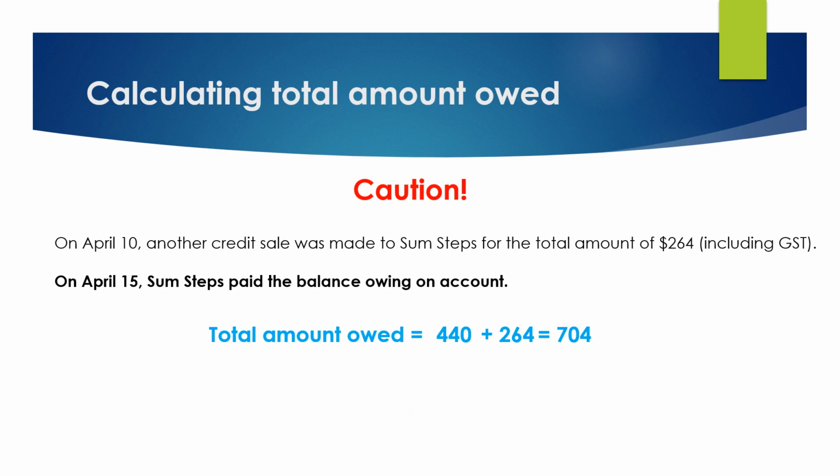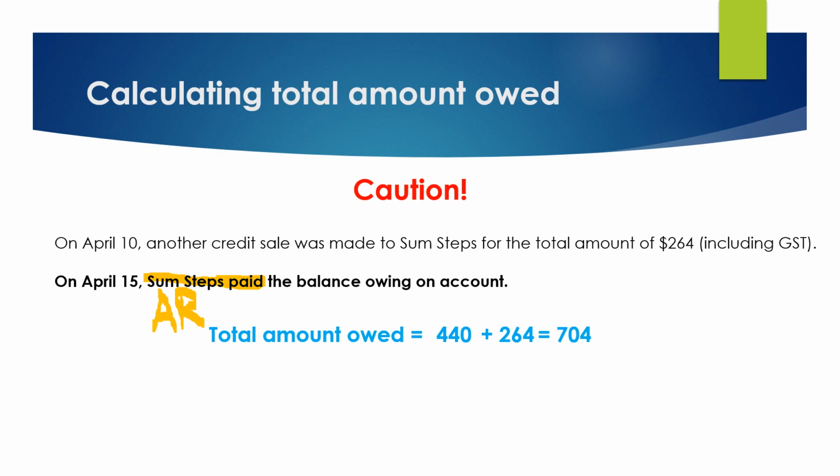In this example here, I would like to highlight to you some things. Firstly, on the 15th of April, it says here that Some Steps paid. But remember, this is not actually a cash payment for the business. Instead, we know that Some Steps is our accounts receivable, therefore, we are actually receiving money from Some Steps.